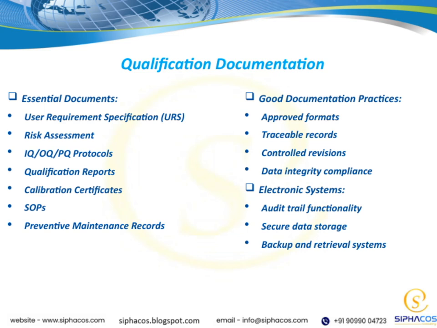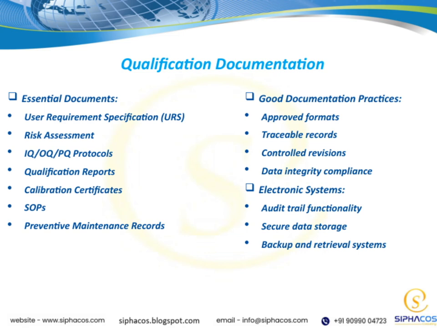Data integrity compliance means that all our records are accurate, complete, and protected from tampering. When it comes to electronic systems, features like audit trail functionality are vital. These automatically record every change made to data, providing transparency and accountability. Secure data storage is also critical, ensuring that our information remains safe from loss or unauthorized access. Backup and retrieval systems are necessary so we can recover data quickly if needed, maintaining business continuity.